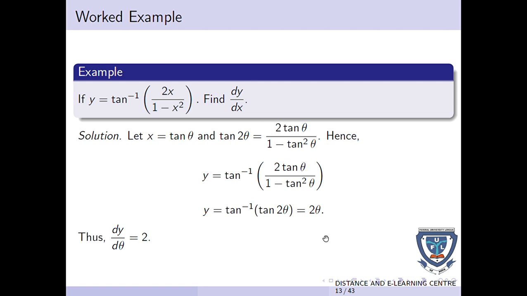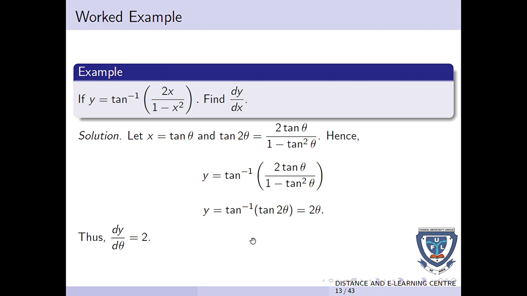So in this kind of problem, what you're supposed to do is to say let x be tan theta. If x is tan theta, then tan 2 theta is also this. These are trig identities. Hence, writing the original question will now be that y is arctan of 2 tan theta all over 1 minus tan theta squared, because x is tan theta and x squared will be tan theta squared.